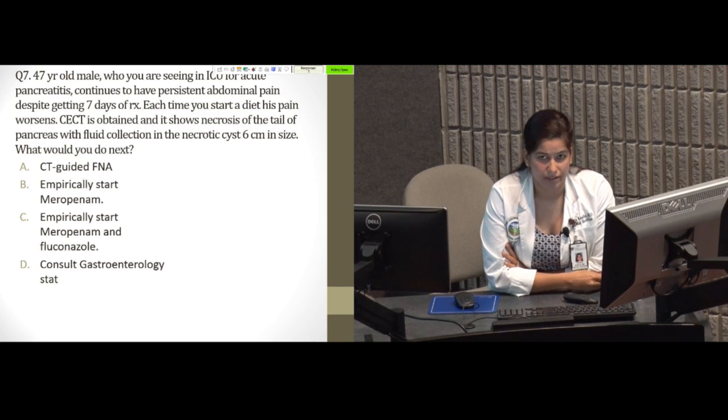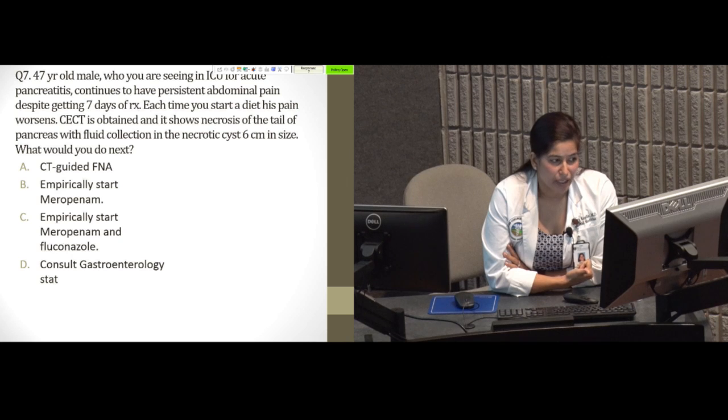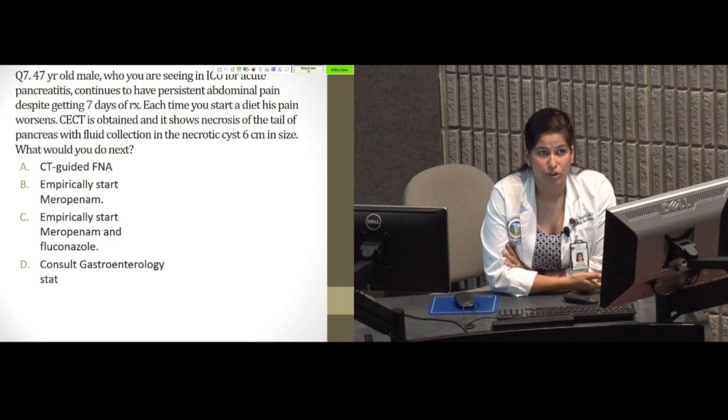So what would you do next? You do a CT-guided FNA. You empirically start the patient on meropenem. You start on meropenem or fluconazole, and then you consult a GI, stat. So this is a trick question.